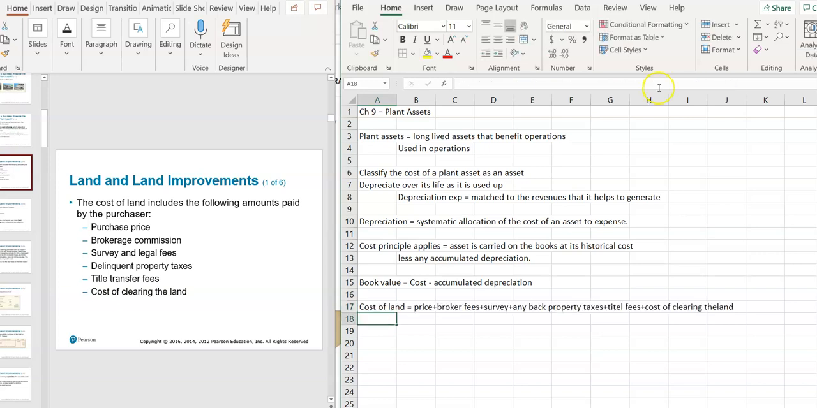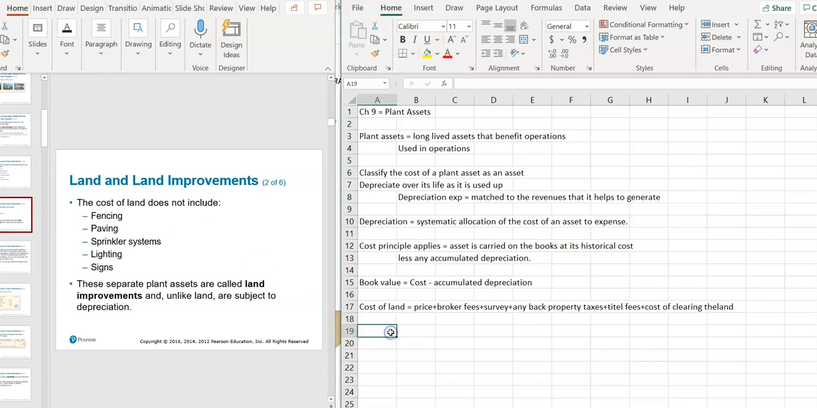So if you buy a piece of land and you have to clear it off and get it ready, that's part of the cost of the land. If it happens to have an old building on it that you have to clear off, that's part of the cost of the land. If you sell any scrap from the old building, then you reduce the cost of the land by what you got for selling the scrap.